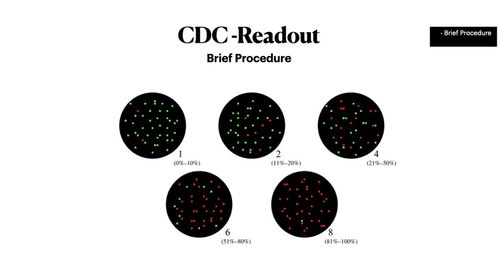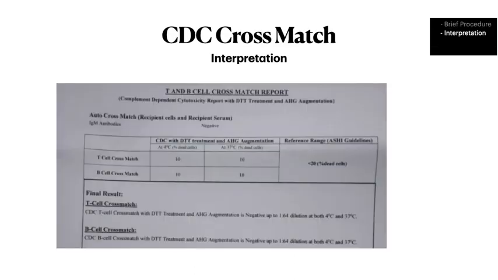And this is how a CDC readout will be. The red dots indicate the dead cells, and the green ones are the cells which are alive, and they are semi-quantified as 0 to 10, 10 to 20, 20 to 50, and so on. And this is an example where CDC was reported. You can see here, these are the various elements which are done.